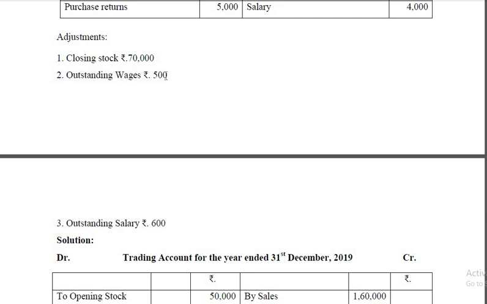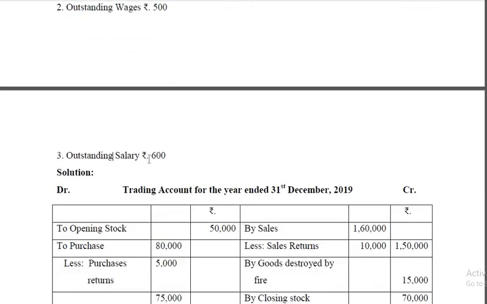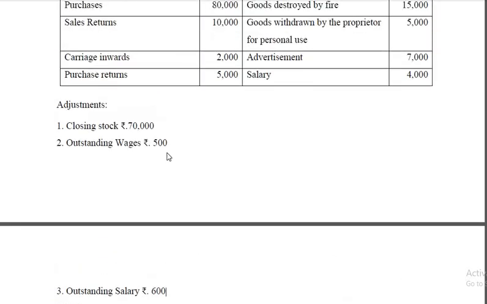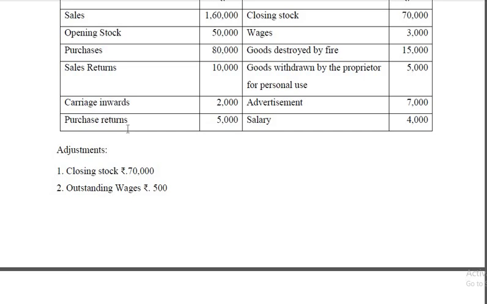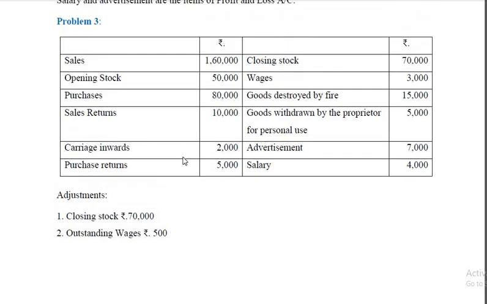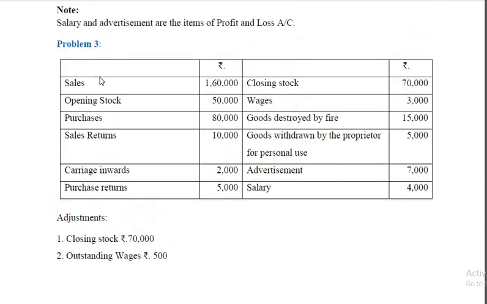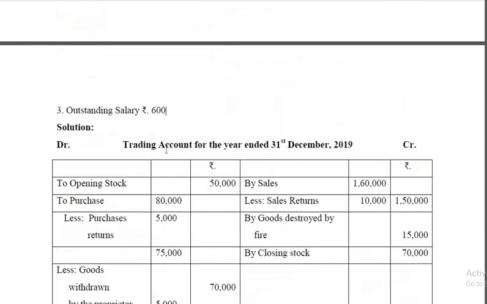And outstanding wages, that is an item of adjustment. Then outstanding salary, we are not bothered about that because we are not preparing the profit and loss account right now. We are confining ourselves to trading account. So here nothing is given. With the help of this, I am explaining to you how to prepare trading account.